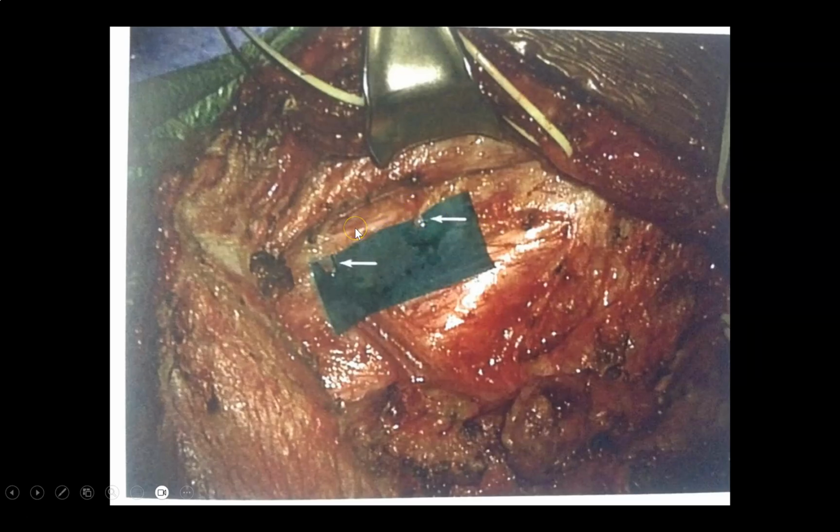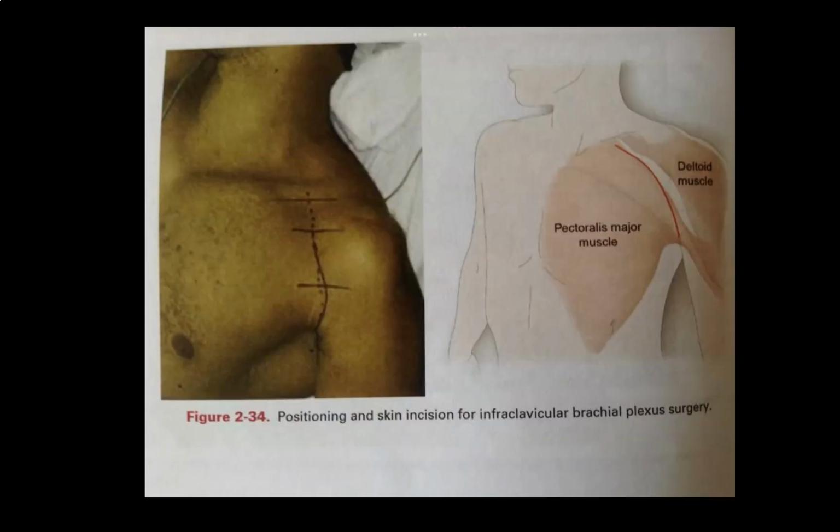Operative view of thoracic duct and the infraclavicular approach. We talked about the supraclavicular approach. Incision is in a very famous place you all know. This is the pectoralis major muscle. This is the deltoid, and we have here what we call the deltopectoral groove. Between the deltoid muscle and the pectoralis major, you do your incision here.